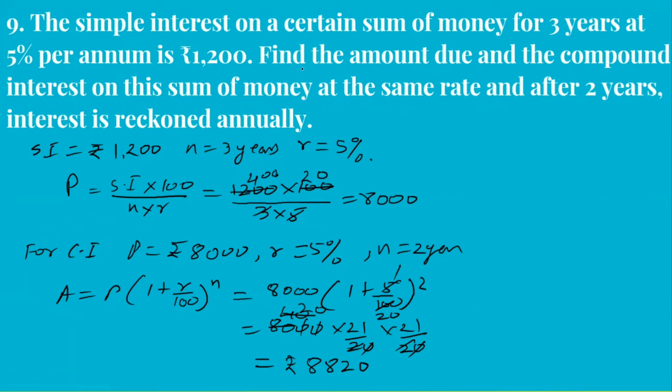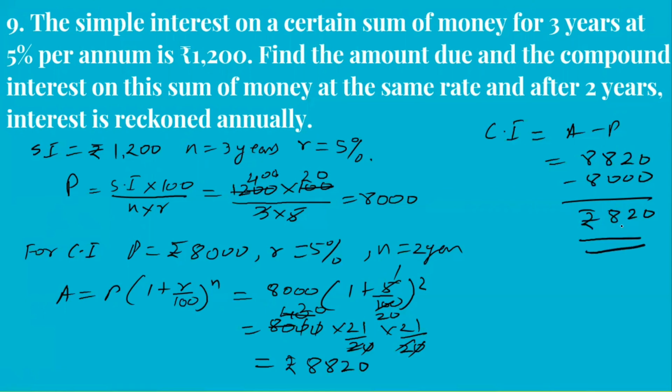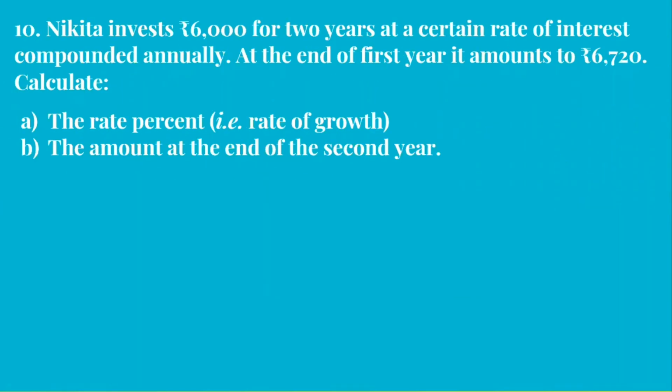Now you are asked what? Find the compound amount due and the compound interest. So the amount due is rupees 8,820 and the compound interest is equal to A minus P, which is rupees 8,820 minus 8,000, which is rupees 820. So the compound interest is rupees 820 and the amount due for the compound interest is 8,820. Got it? Understood?